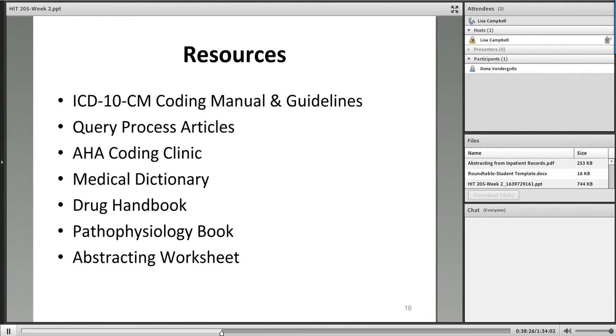And then another resource which is very important is an abstracting worksheet. And I have uploaded several documents to the doc sharing or the file sharing area. And the abstracting worksheet will be one that I will upload in a few minutes here.